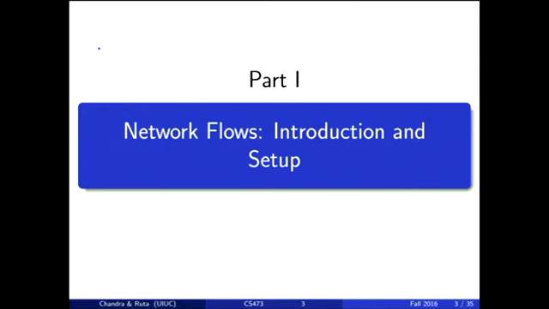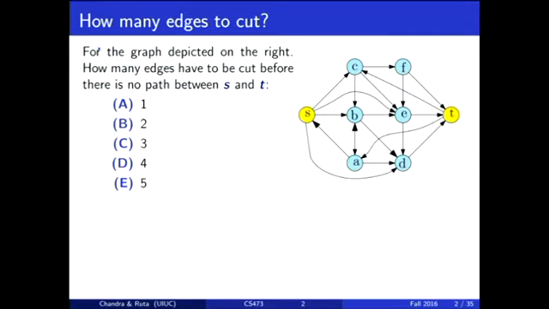So we're going to start a new topic in the next few weeks. Some of you know some of the basics of this, but let me start by trying to find the solution to this problem. I have a directed graph here, and I want to remove as few edges as possible so that there is no path from S to T. So what do you think the answer is in this graph? How many edges do I need to remove so that there's no path from S to T?